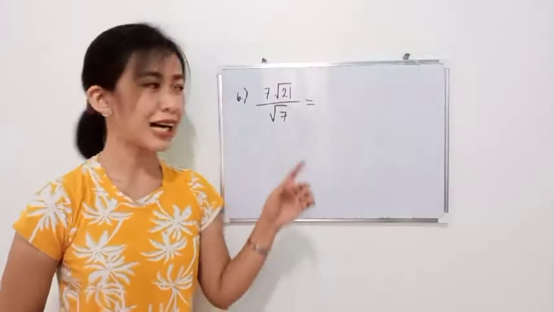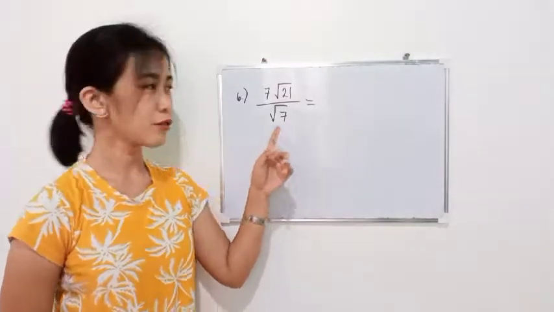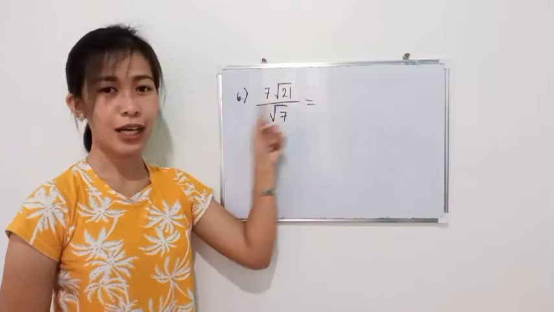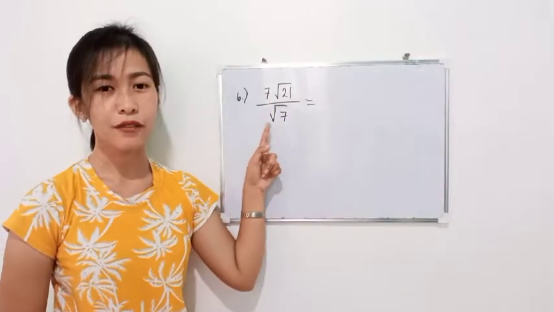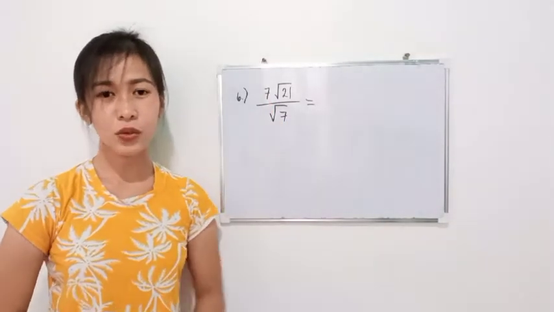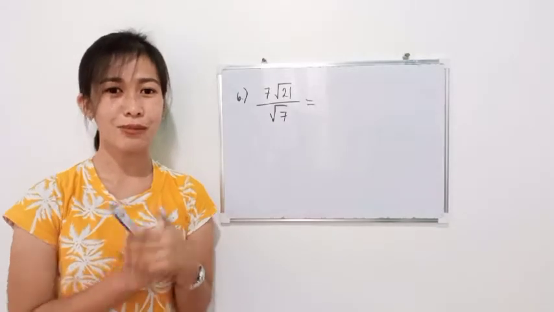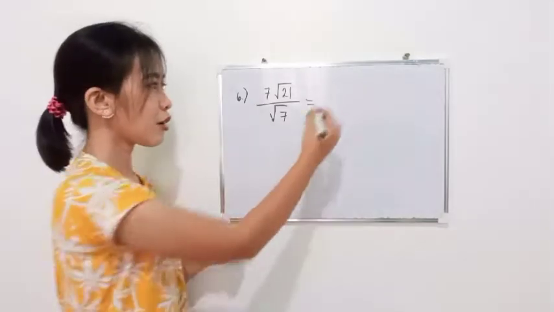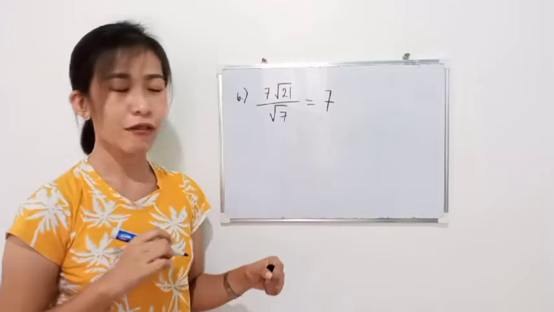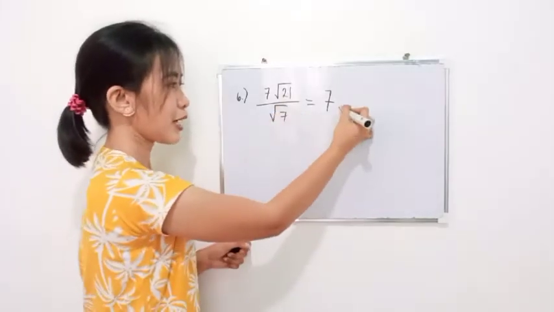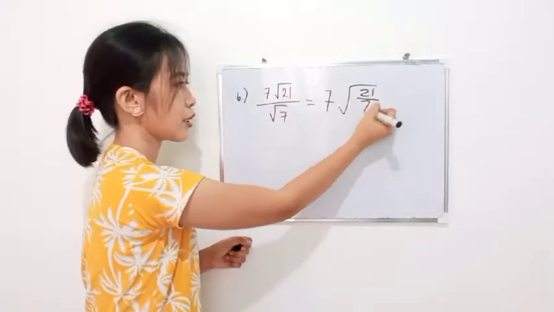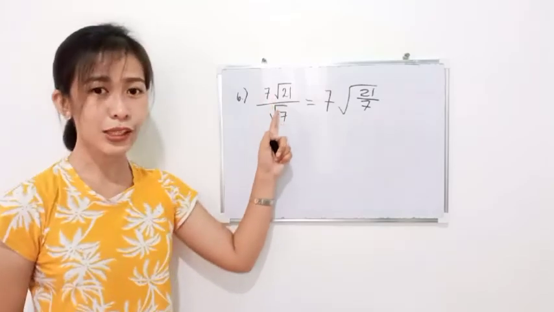Okay, so we are now down to the last example. We have 7 and square root of 21 over square root of 7. Kapag naman ganito yung situation, napakadali lang. Huwag natin gawing komplikado, no? Just copy the coefficient. Ayan. 7. And then, pagsamahin lang natin, itong 21 over 7. Kasi parehas naman silang square root.